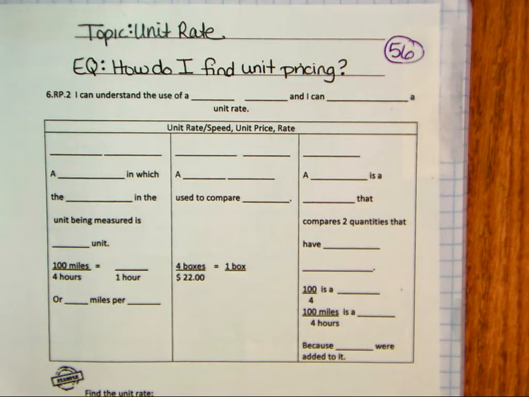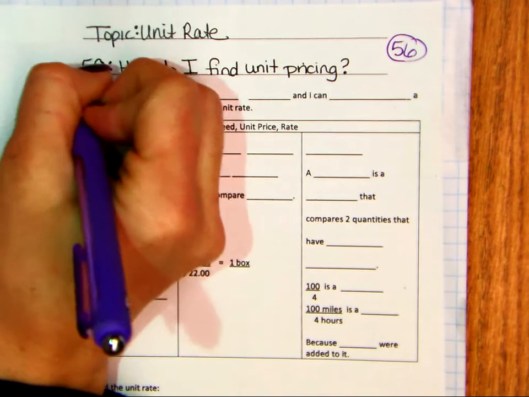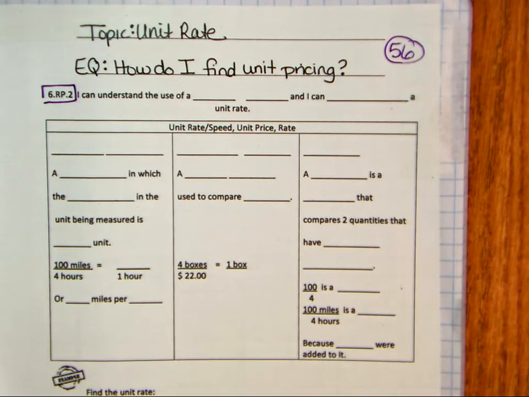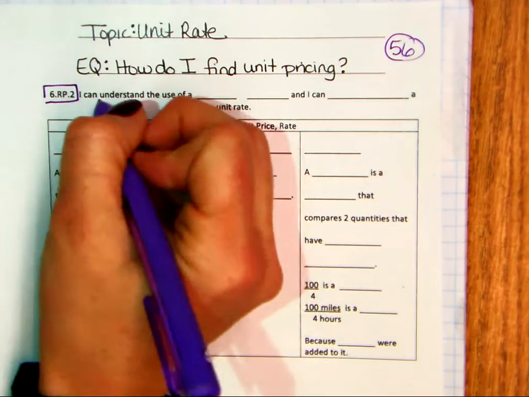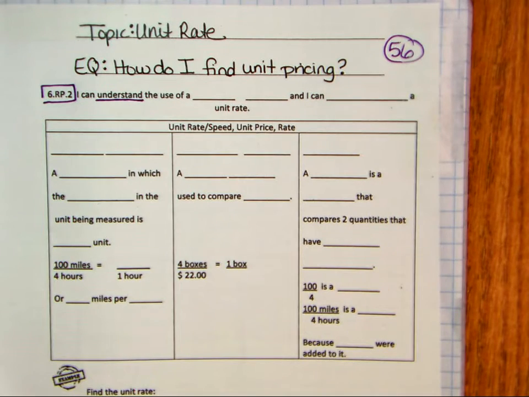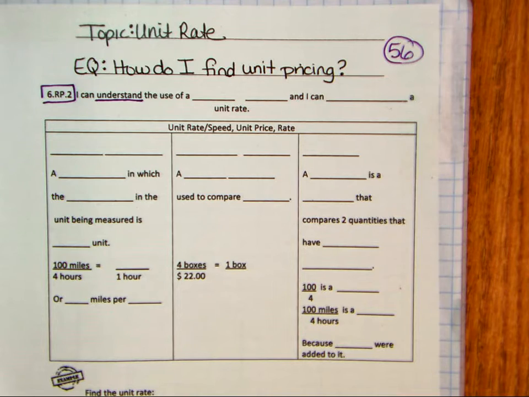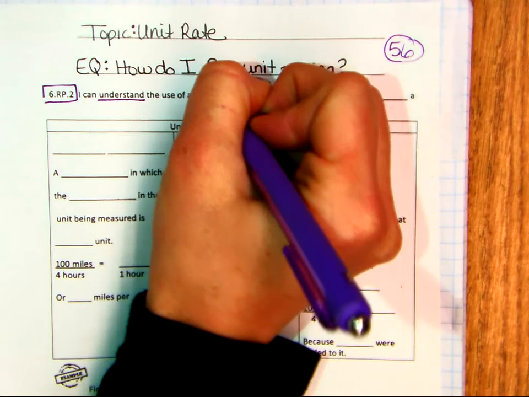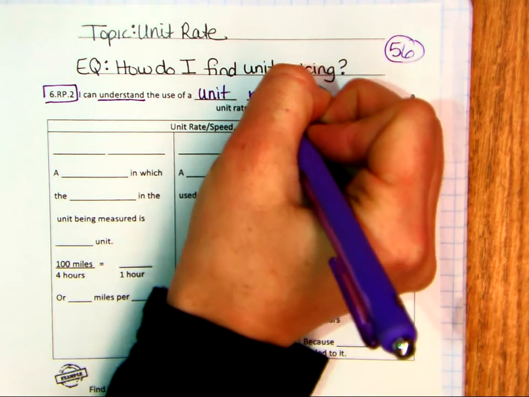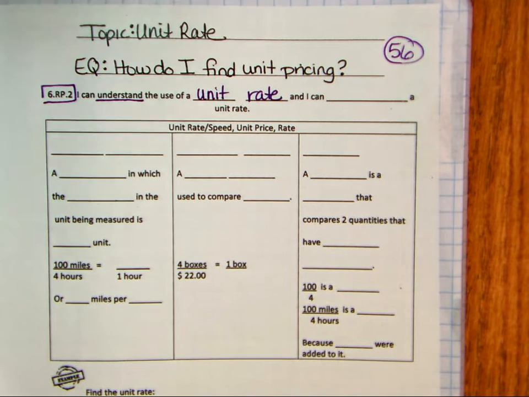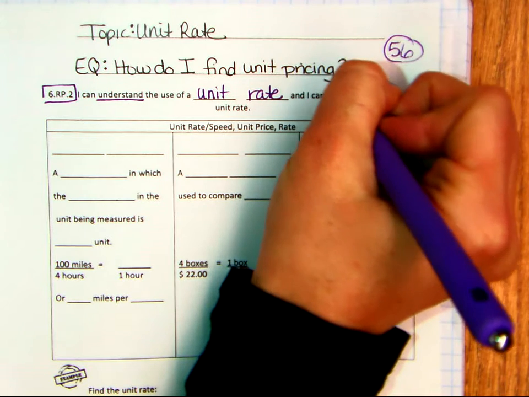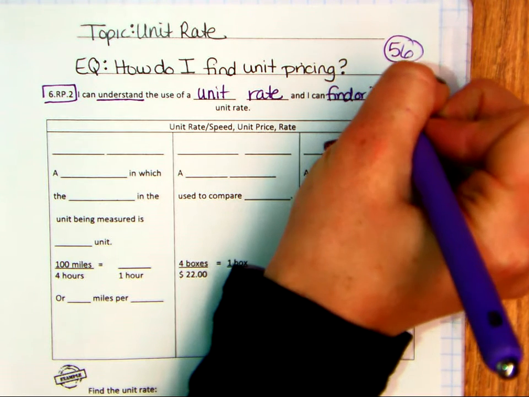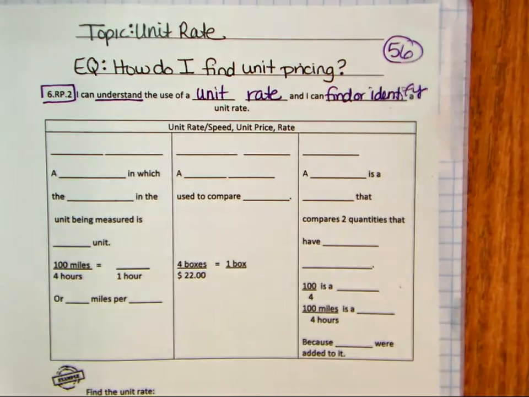So what we're going to do right now is start off by boxing our standard 6, ratios and proportions number 2. I can understand the use of a unit rate, and I can find or identify a unit rate.